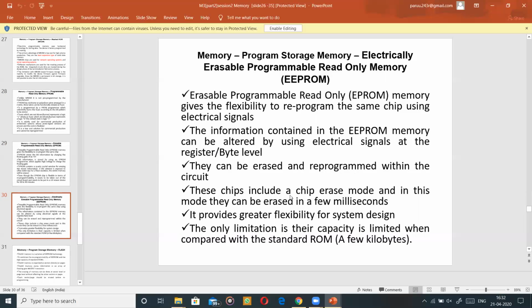These chips include a chip erase mode, and in this mode they can be erased in a few milliseconds. So this is the flexibility the EEPROM is giving, and it provides greater flexibility for system design. The only limitation is the capacity. When compared to the other ROM, EEPROM has a limited capacity. So these are the features of EEPROM. Let's go to the next slide.